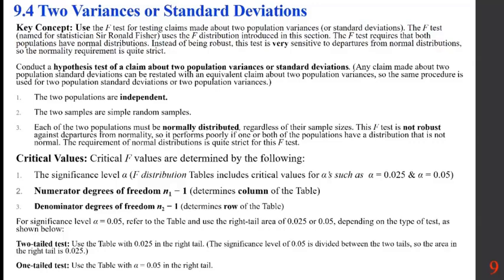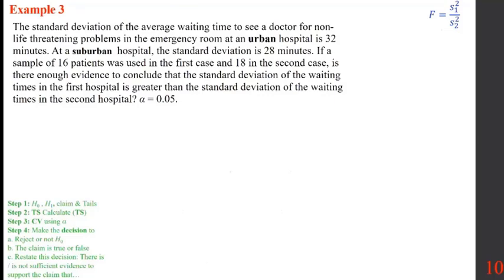For a two-tailed test, use the table with 0.025 in the right tail. The significance level of 0.05 is divided between the two tails, so the area in the right tail is 0.025. For a one-tailed test, use the table with alpha equals 0.05 in the right tail. So let's start with one example.